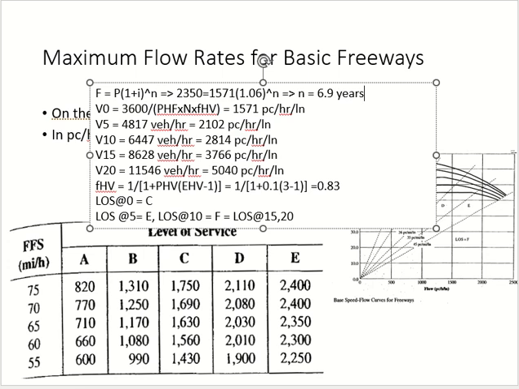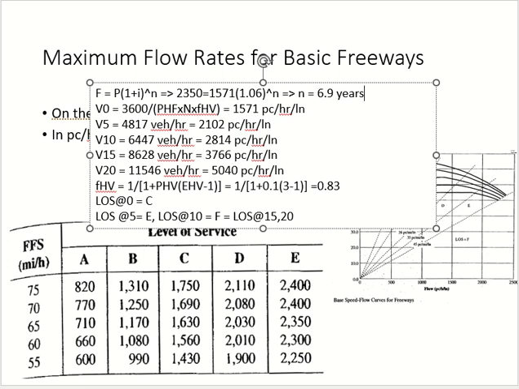Where did we get the 1.06 from? It was 1 plus I, and I is the growth rate, 6%. What? You are getting a different answer? Same. Okay. Clear? Now, if the level of service becomes F, how can I avoid it?